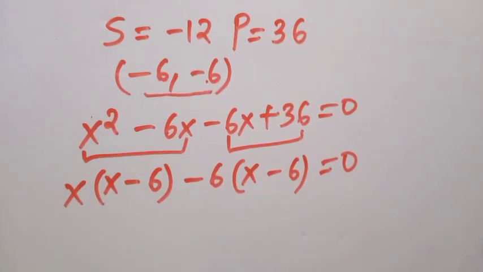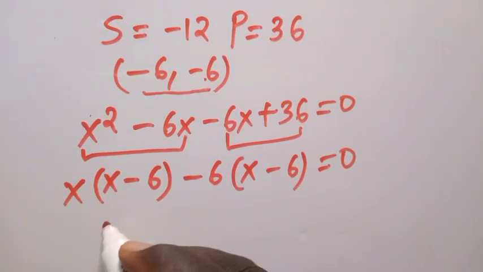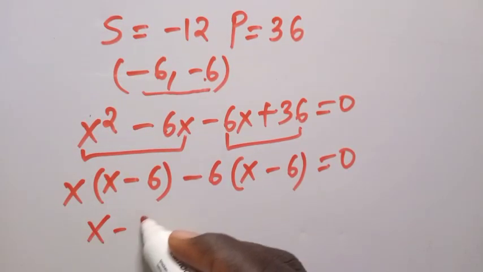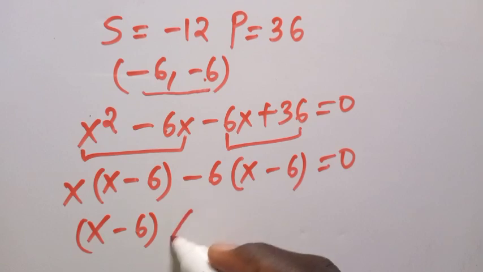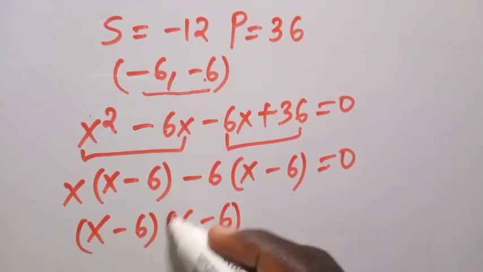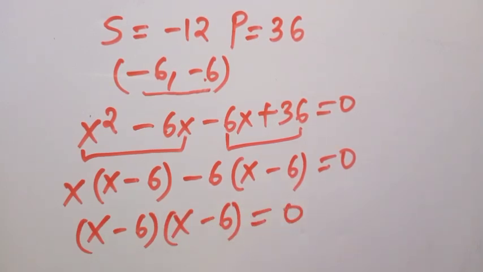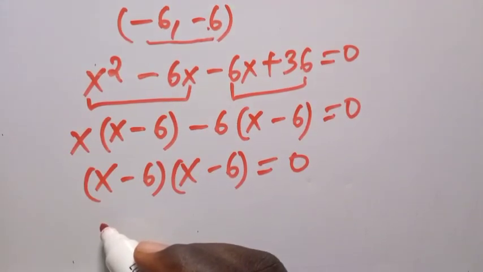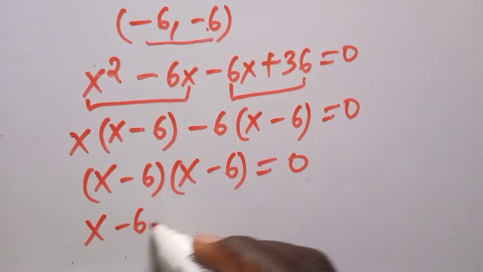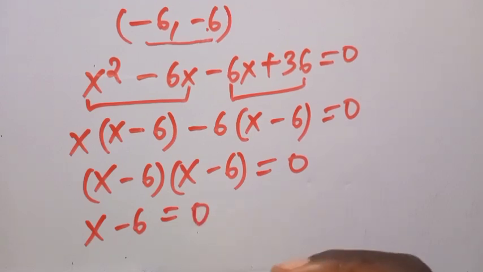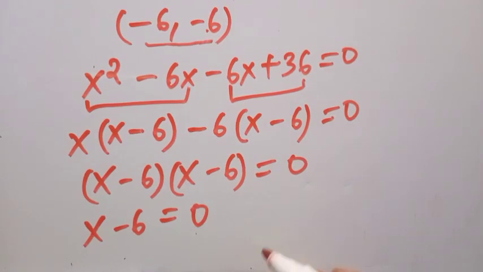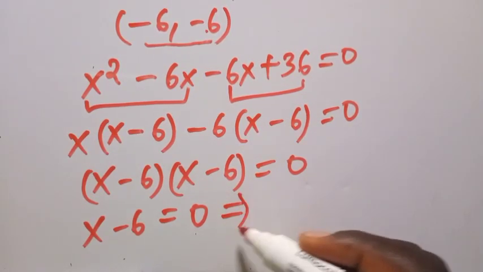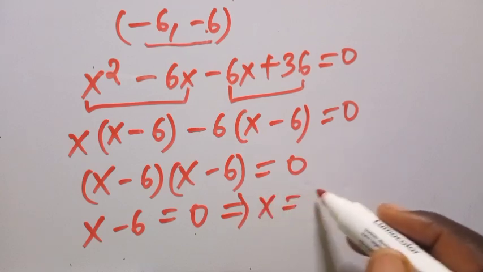Now reaching this point, we can group x minus 6 and also x minus 6, equals 0. Now at this point, this means we shall have x minus 6 equals 0, or x minus 6 equals 0, which is just the same thing. And therefore, this means our value of x is 6.